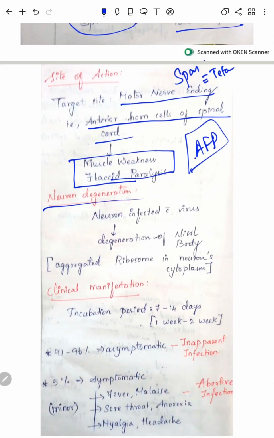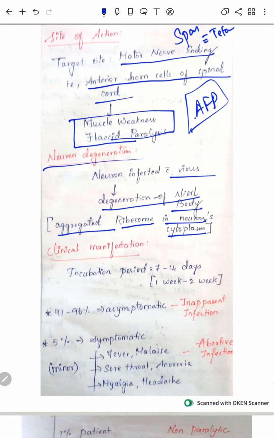Okay, neuron degeneration is marked in polio. The neuron is infected with poliovirus, and the poliovirus causes degeneration of the Nissl body. The Nissl body is aggregated ribosomes in the neural cytoplasm.